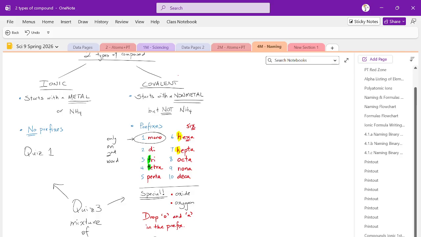Wait, metals have no prefix? Yeah, when you have a compound that has a metal, there's never prefixes in that format.